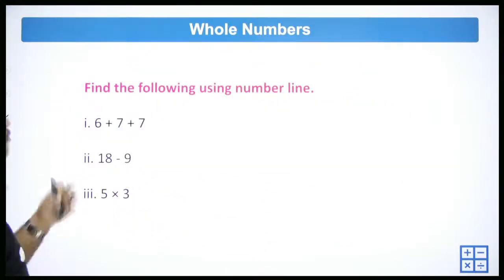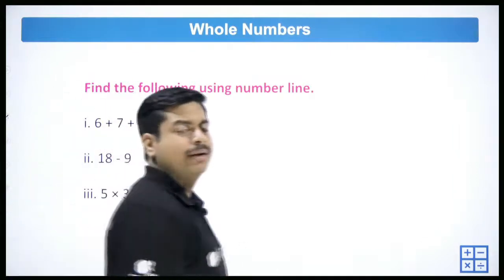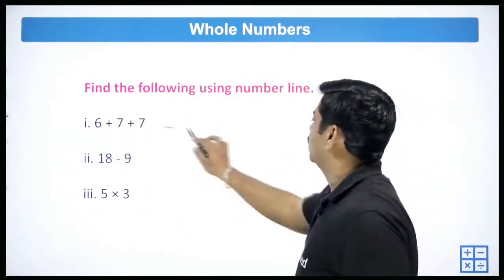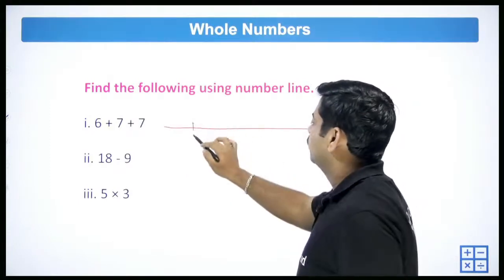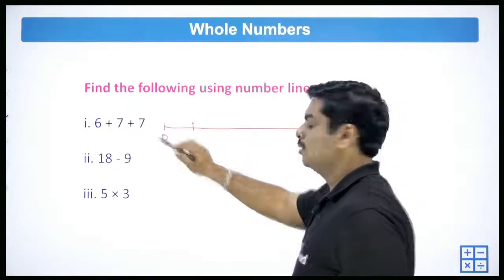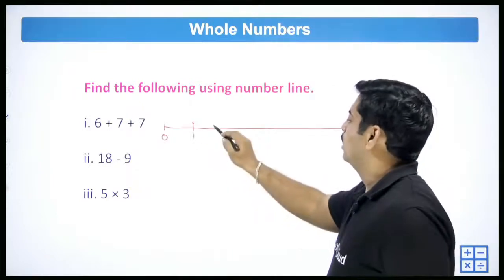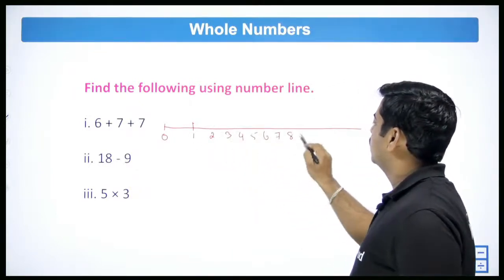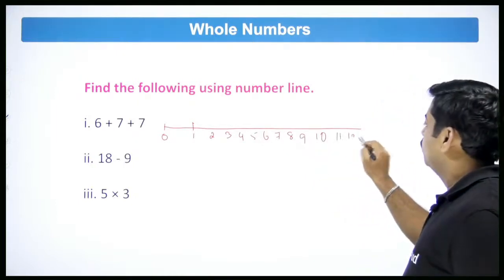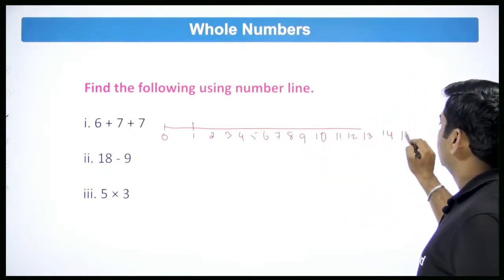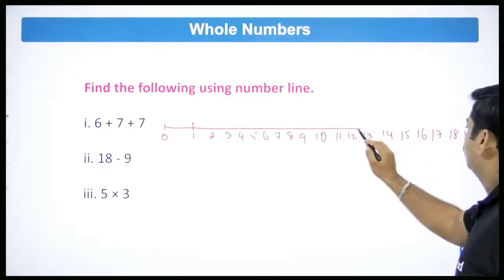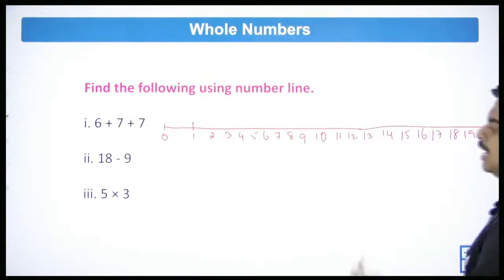Find the following using number line. Okay, so let's try to use the number line to calculate all this. 6 plus 7 plus 7. So in the number line, let's try to plot all the numbers, starting from 0, let's say whole numbers. 0, 1, 2, 3, 4, 5, 6, 7, 8, 9, 10, 11, 12, 13, 14, 15, 16, 17, 18, 19, 20, 21. We need all these numbers because there's a high count.